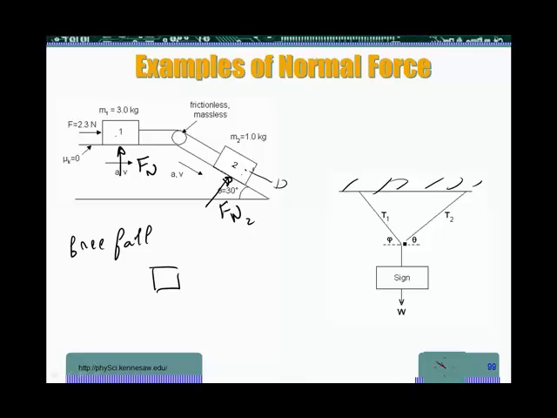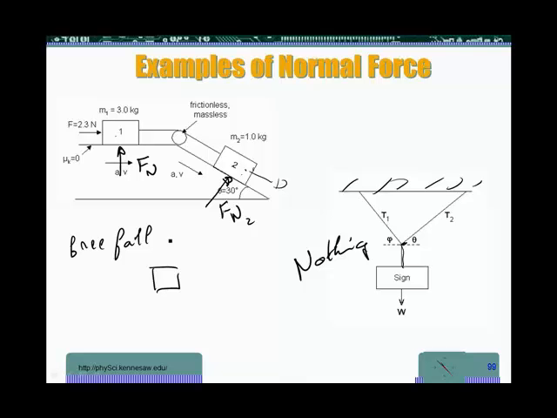Now, in this case, we have a situation where we are holding a sign through two ropes, two strings that are tied here, and we have another string that's tied to the sign. What's the normal force on the sign? Nothing. Why is it nothing? Because the sign, there is no surface of the sign that's touching any other surface. You need to have two surfaces in contact to have a normal force. We don't have one here.